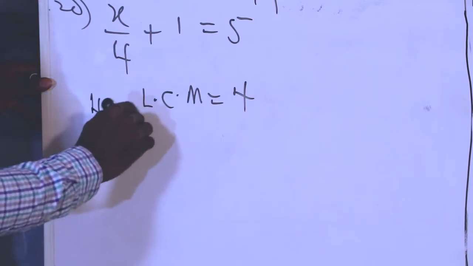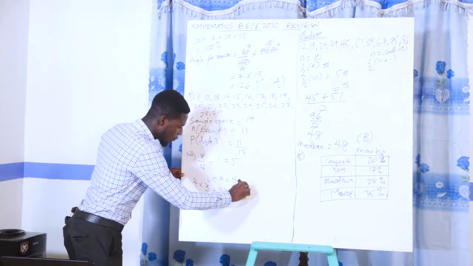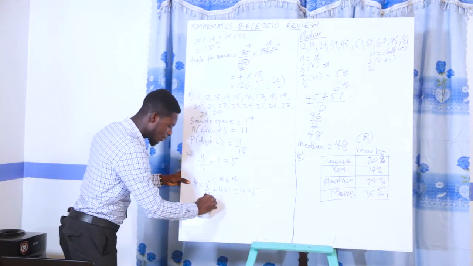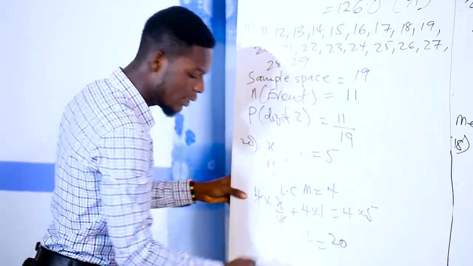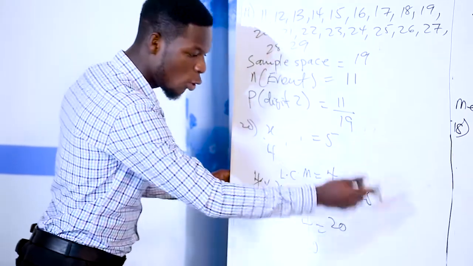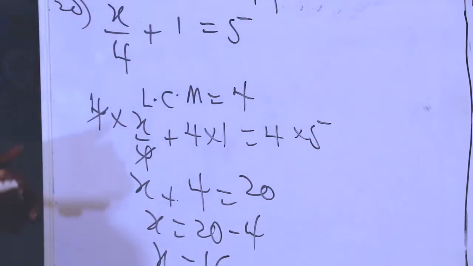So 4 times x over 4 plus 4 times 1 equals 4 times 5. 4 will cancel the 4 out. x plus 4 times 1 is 4 equals 4 times 5, 20. Then we group like terms. So x equals 20, 4 goes to the other side and becomes minus 4. x will give you 16.